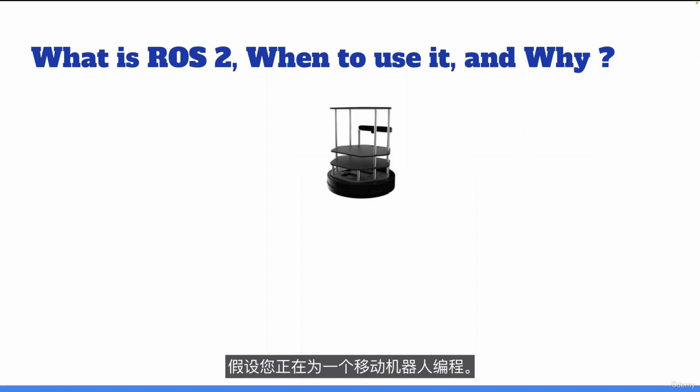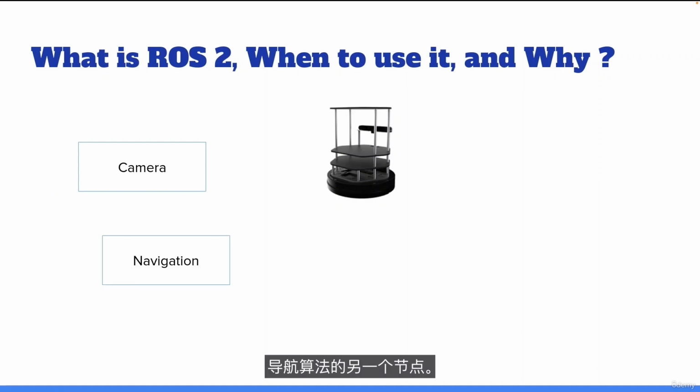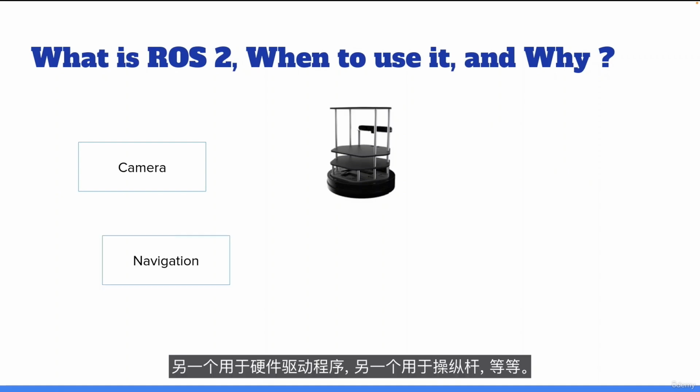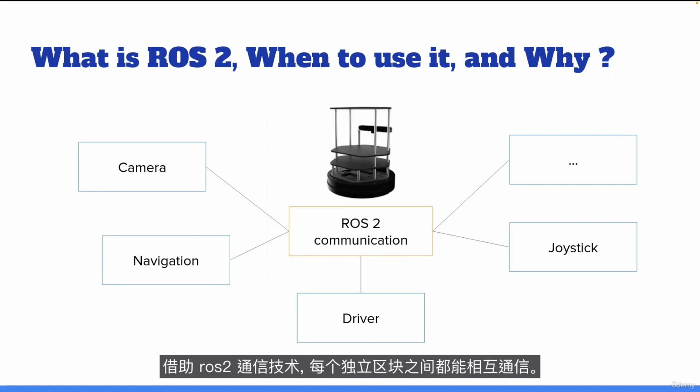So let's say you are programming a mobile robot. You can create a subprogram called node for your camera, another node for the navigation algorithm, another one for the hardware driver, another one for the joystick, and so on. And each of those independent blocks will be able to communicate between each other thanks to the ROS2 communications.